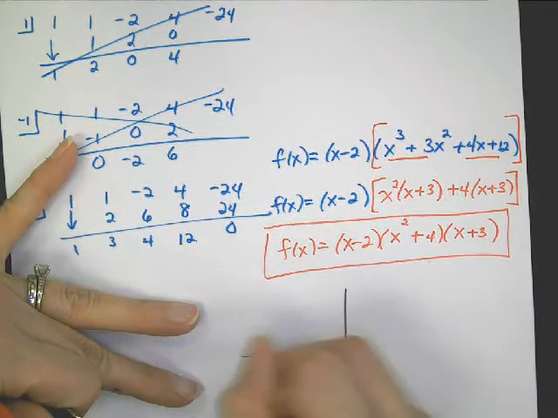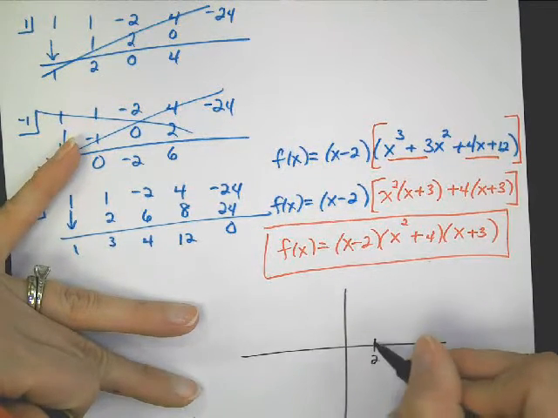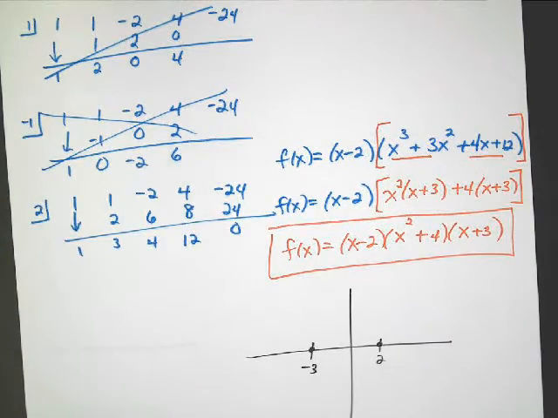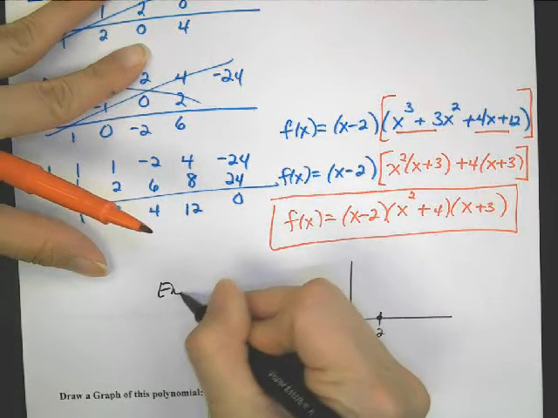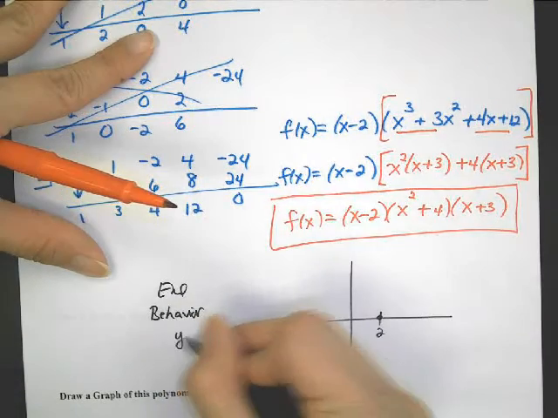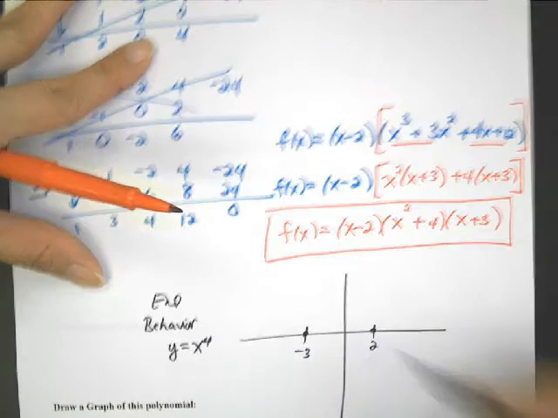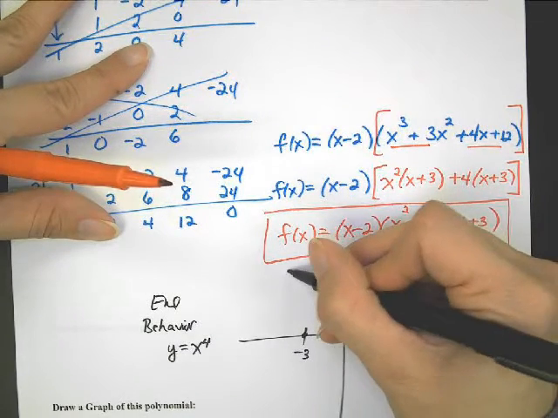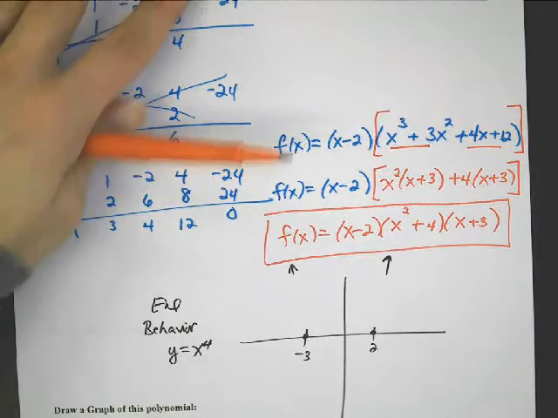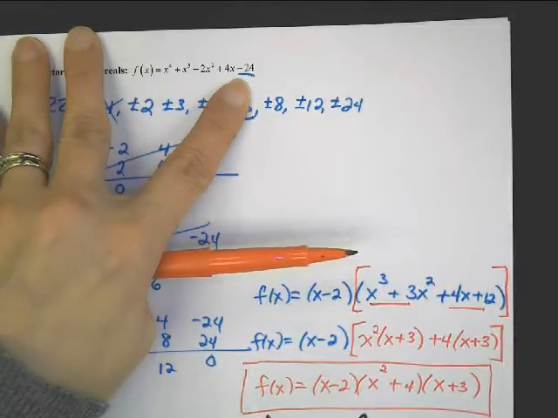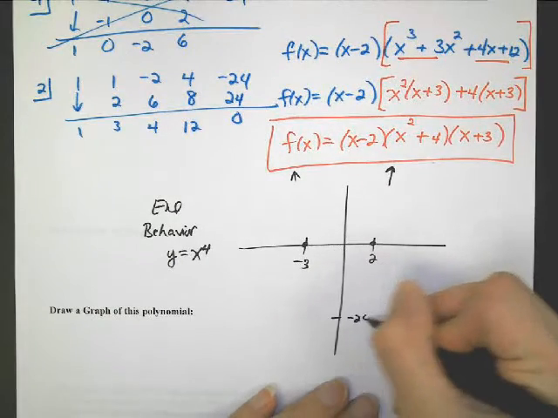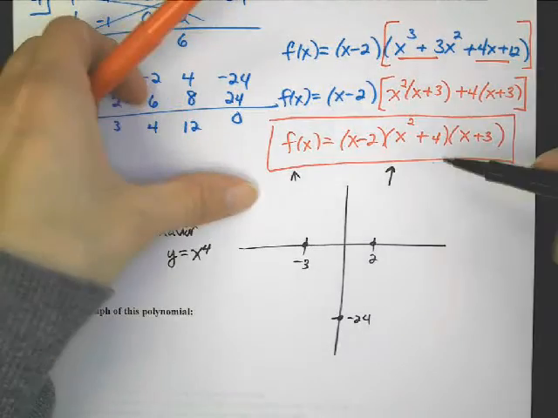So when we go to look at the graph here, it's only going to touch at 2 and negative 3. How about the end behavior? Remember how to write that? The end behavior here, if we look at the problem, is y equals x to the 4th. So we're going to need to have our graph going up, up. The y-intercept is, what is it? Negative 24. So let's make sure that we have a negative 24 for the y-intercept, and here we go.